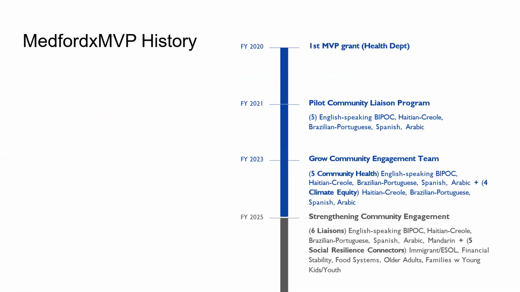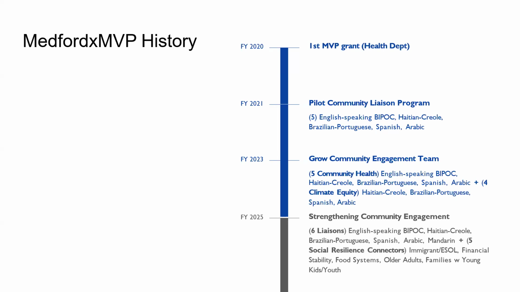So here we have a bit of a history of this program, but one item not featured here is that the story of Medford's MVP program actually began with a planning grant awarded to the city's Office of Environment, which is now merged with the Community Development Office, termed the Office of Planning, Development and Sustainability. And this grant helped to develop the city's climate change vulnerability assessment, which was a critical first step to understanding our local climate risks.